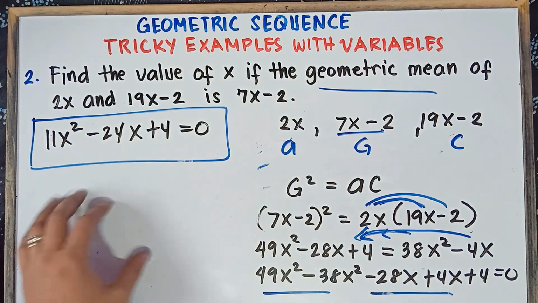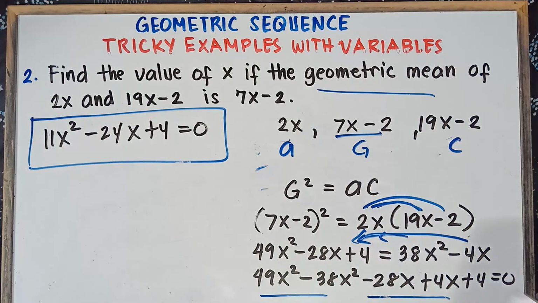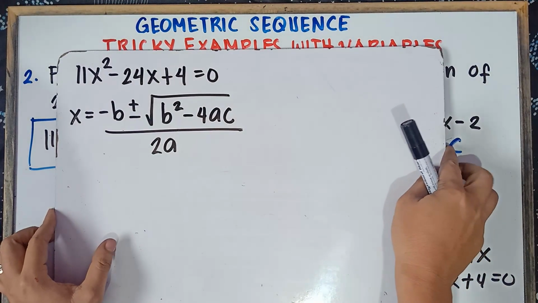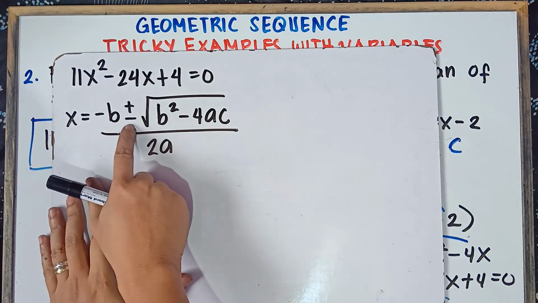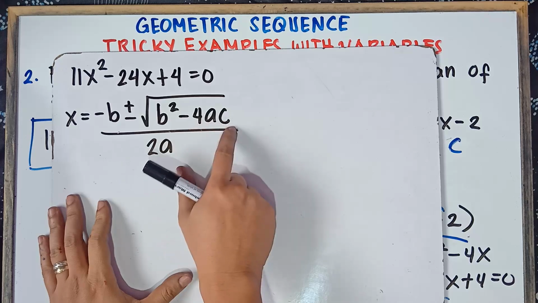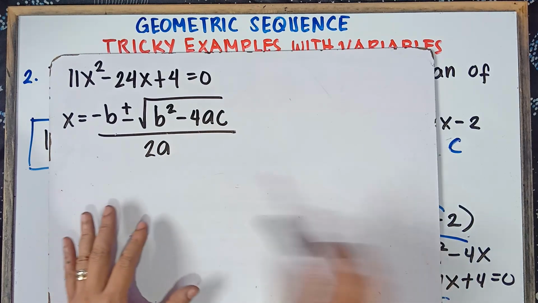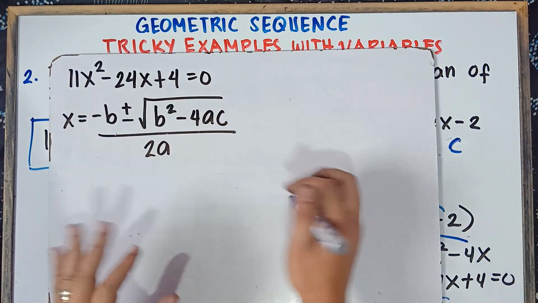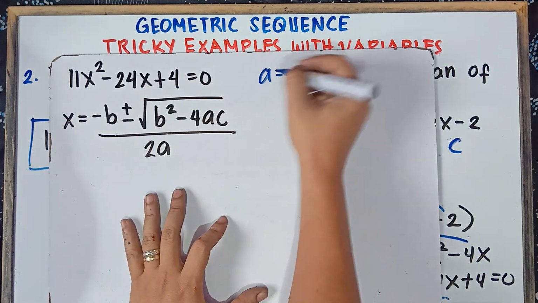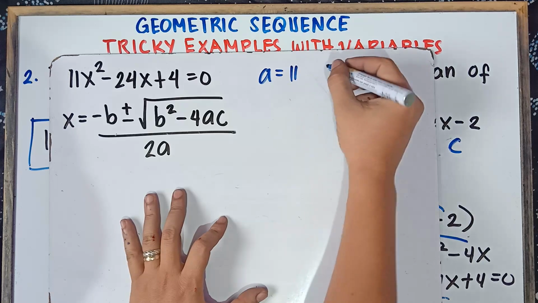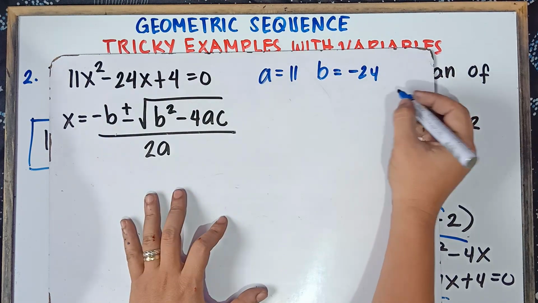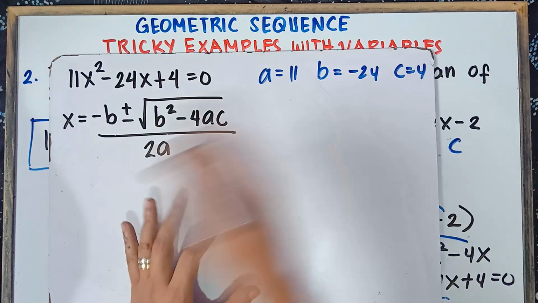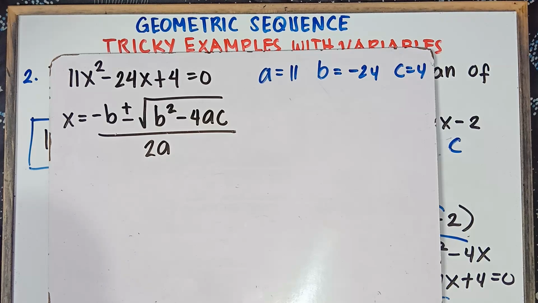So let me just copy this expression. Alright, so I have here the quadratic formula. The formula: x equals negative b, plus or minus the square root of b squared minus 4ac, all over 2a. So once again, this will be our equation. Our a is beside x squared, so that would be 11. Our b is beside x, that would be negative 24. Our c is positive 4. Alright, so simply substitute the values.